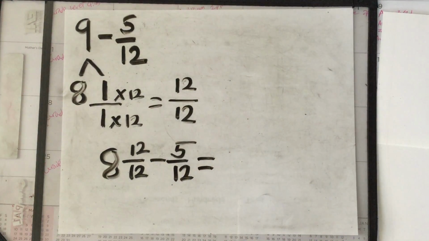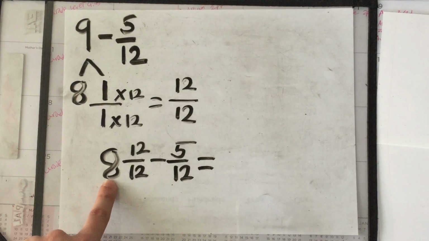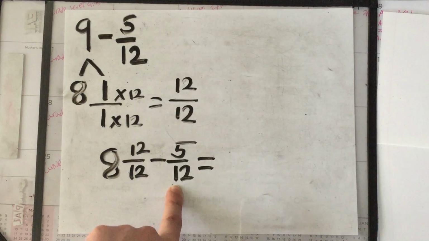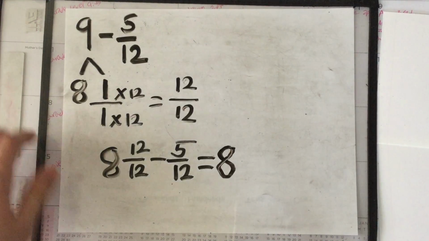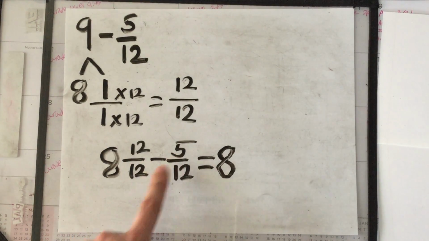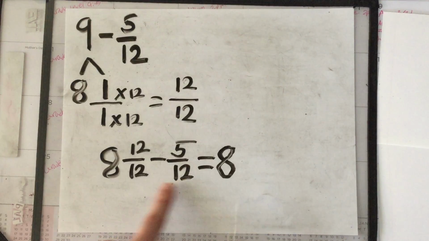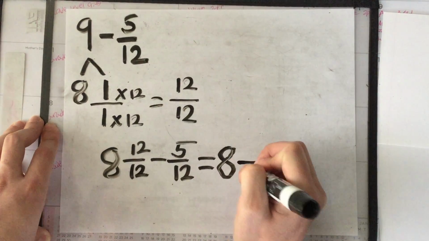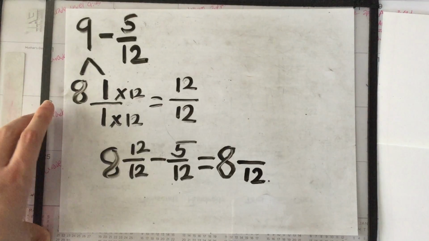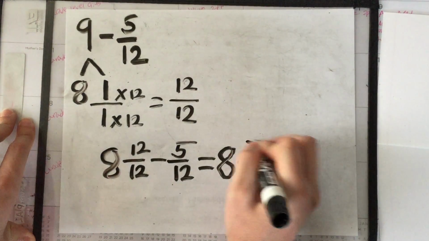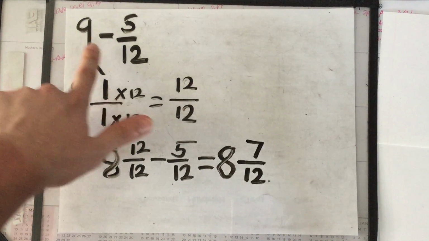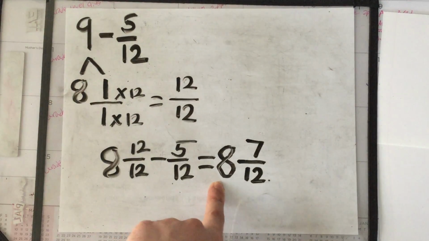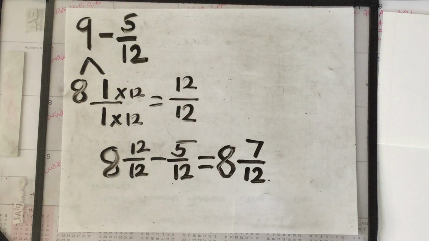Now I can just do regular subtraction. If I were to do my whole numbers first, 8 minus, there isn't a whole number over here, so my 8's just going to come along for the ride. Then I can do 12 minus 5, and I can do that because my units are the same. That 12, that's my unit, it's just going to come along. It's not going anywhere. 12 minus 5 is 7. So now I know that 9 minus 5/12 equals 8 and 7/12.